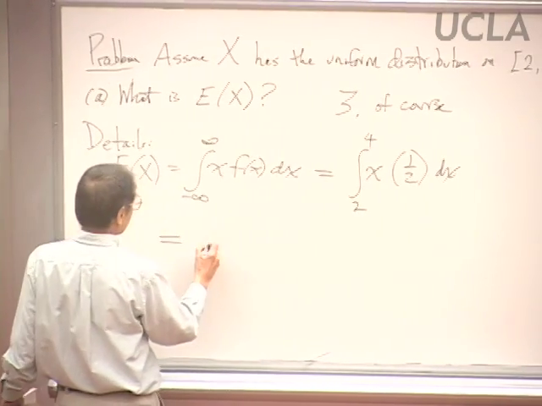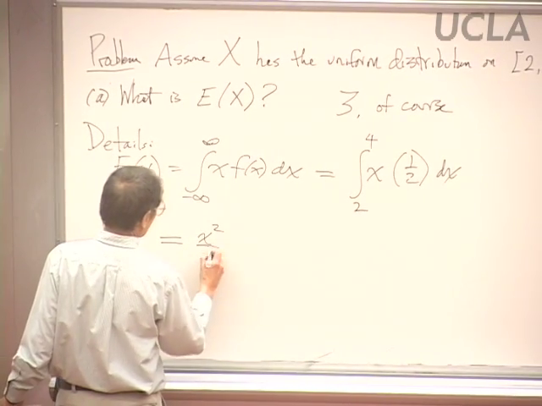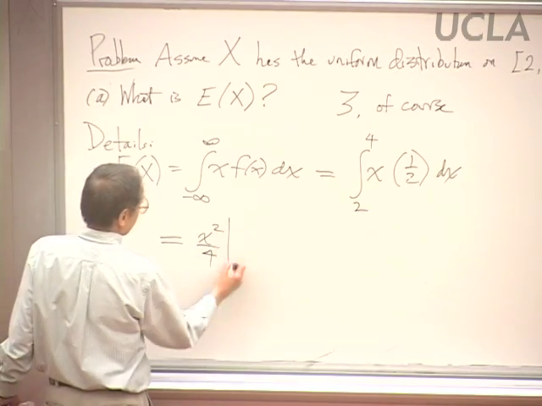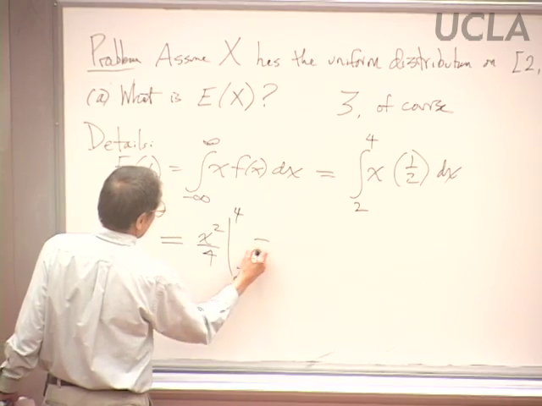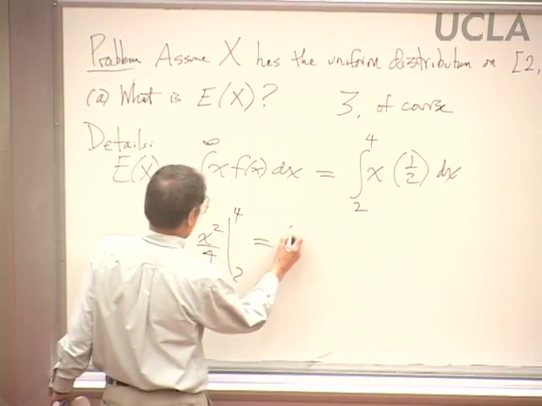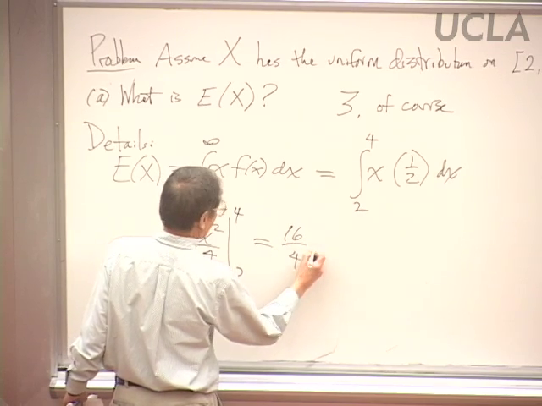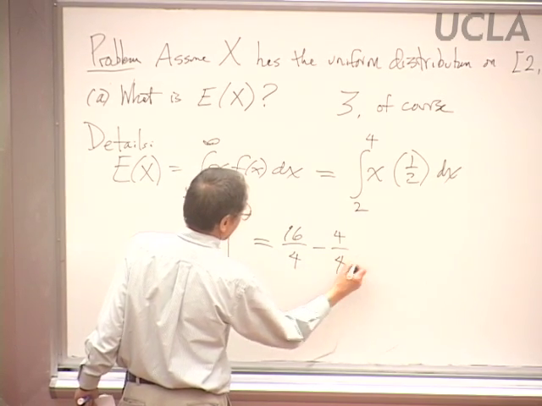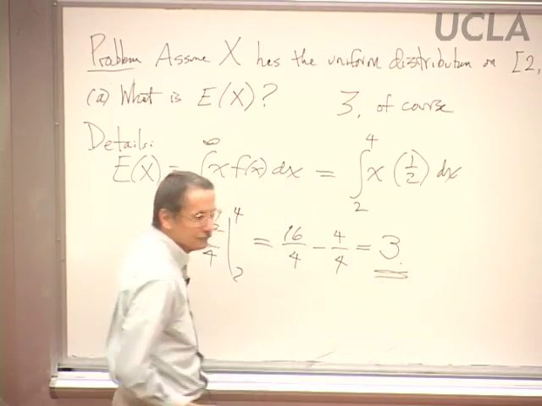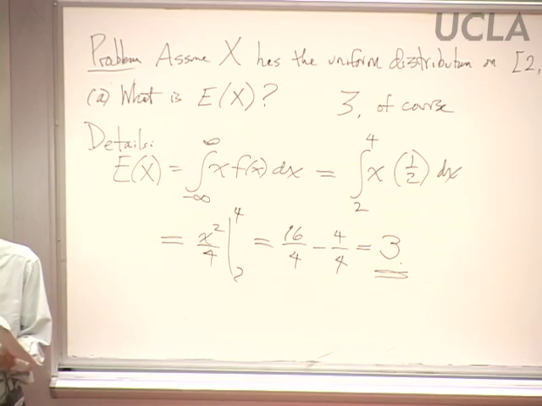We need an antiderivative, like x squared over 4, which we evaluate between the limits of integration. We have 16 over 4 minus 4 over 4, 4 minus 1. Yep, it's 3.